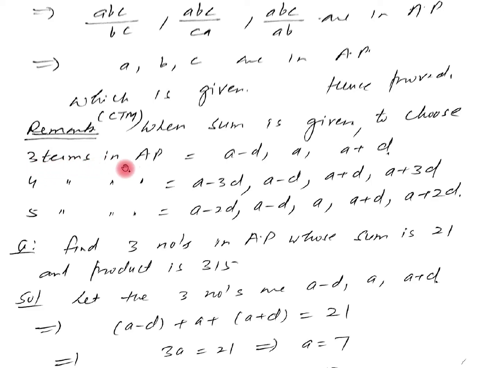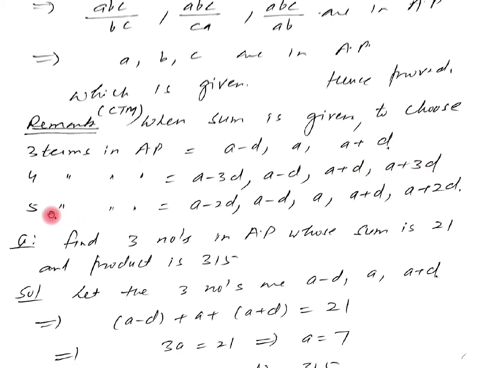When 3 terms we have to choose, we always choose the terms A minus D, A, A plus D. If I have to choose 4 terms whose sum is given, then I always choose the terms A minus 3D, A minus D, A plus D and A plus 3D. Similarly, if I have to choose 5 terms, I will always choose A minus 2D, A minus D, A, A plus D and A plus 2D. This we have to keep in mind.